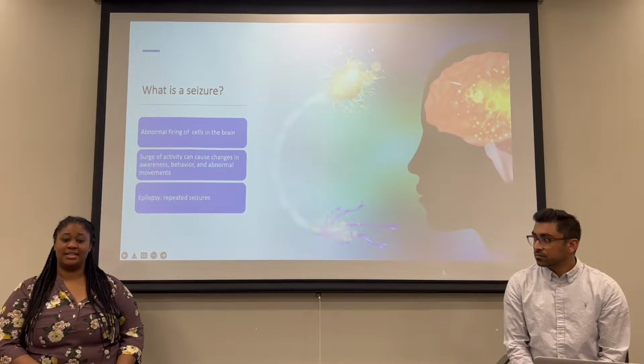First off, what is a seizure? A seizure is an abnormal firing of cells in the brain. It can cause a surge of activity that can cause changes in awareness, behavior, and even changes that cause abnormal movements. Having one or more of these seizures is called epilepsy.